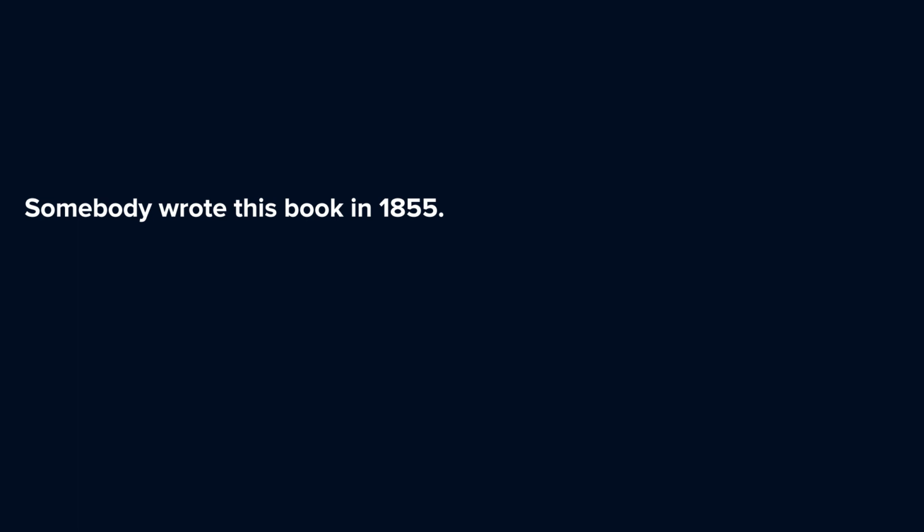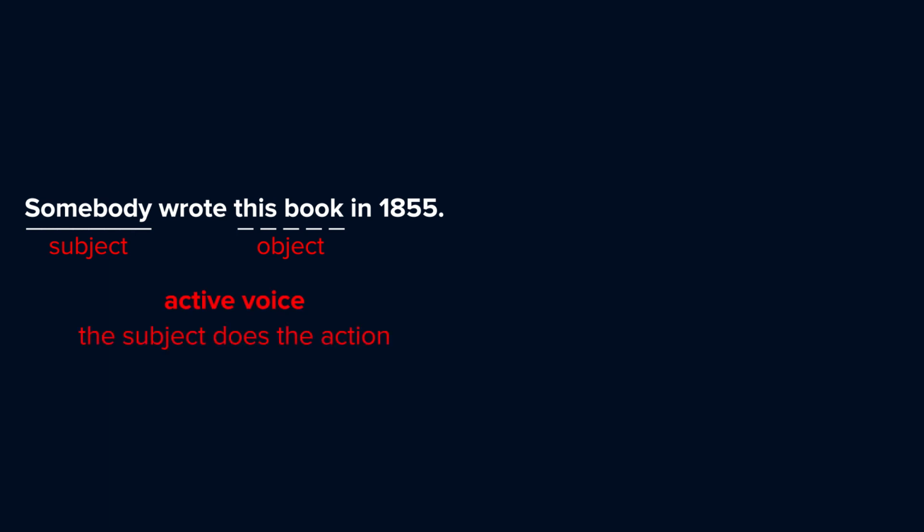Let's think about the structure of the sentence here. What's our subject? Somebody. Somebody did what? Somebody wrote this book. This book is the object of the sentence. And this sentence is an active voice because the subject here does the action. Now, another example. This book was written in 1855.